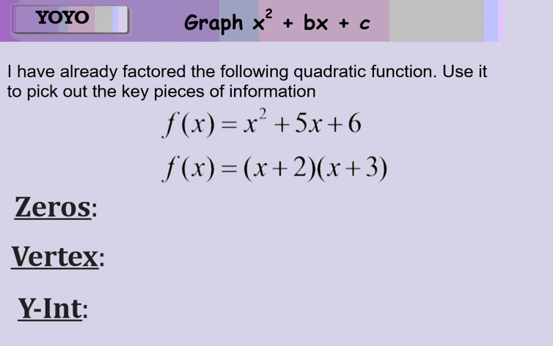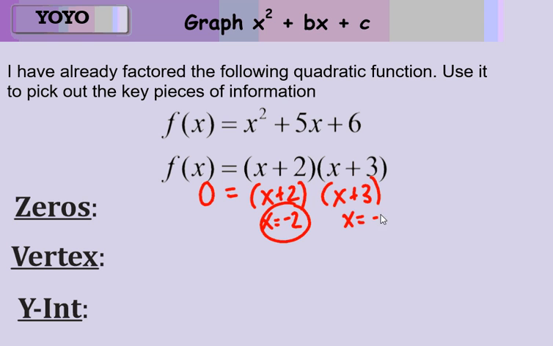Okay, here we go. First part, you need to find where the zeros are, and that's going to be the x values that make y be 0. So they're going to be at -2 and -3. The vertex has to be halfway between. Halfway between -2 and -3 is -2.5.